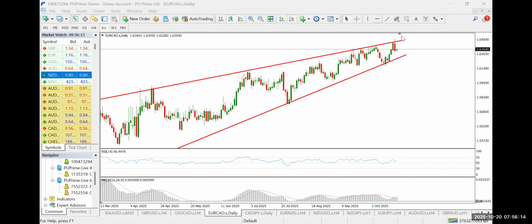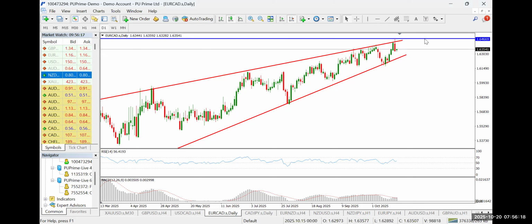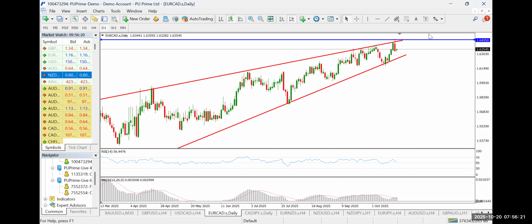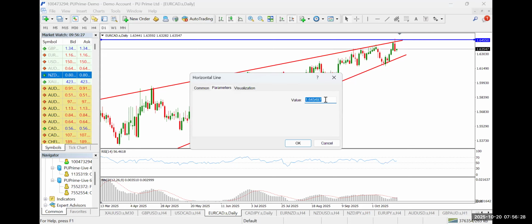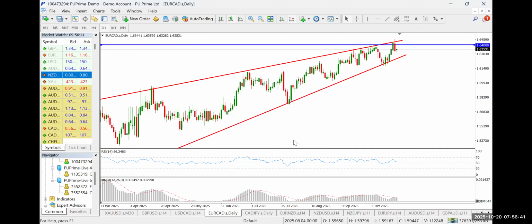And finally, let me see if I can find a resistance, a psychological level to give us that resistance. 1.6455. Okay, so let's see. 1.64000. All right, perfect. That gives us the resistance for it. So technically, we're looking for a downtrend on Eurocard.